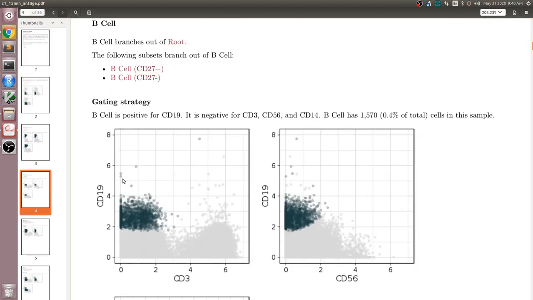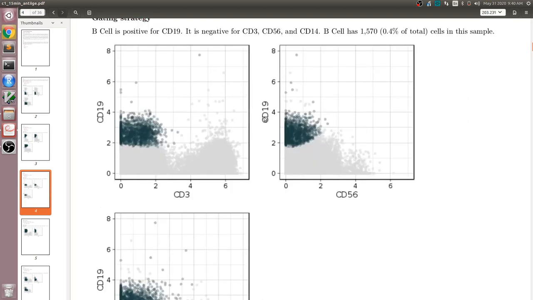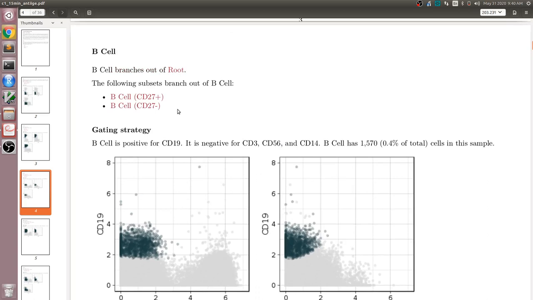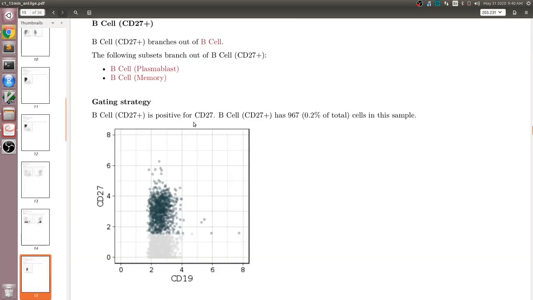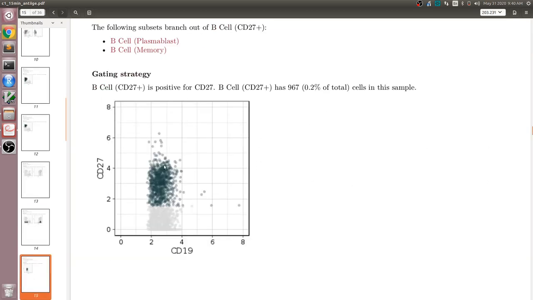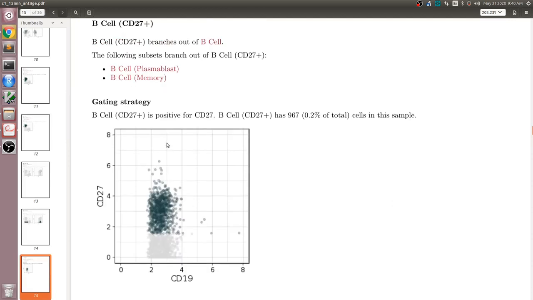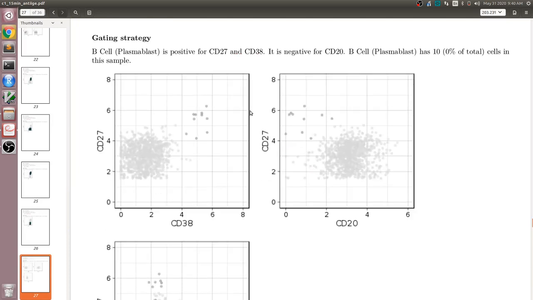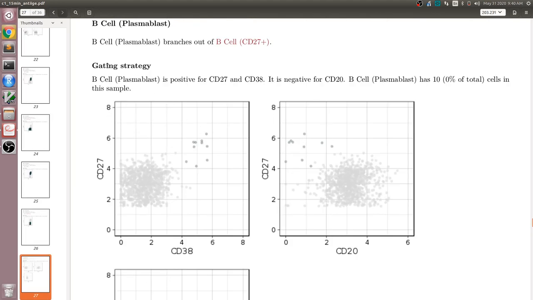So for example, if we click on B cells, Astrolabe will inform us that B cells are positive for CD19, negative for these markers, and you can examine the biaxial plots for this population. We can dig deeper, so let's say we want to look at CD27 positive B cells. This is the CD27 positive versus negative. And finally, if we want to look at plasmablasts, we can click on them here, and Astrolabe will inform us that it found 10 cells that fall under the plasmablast definition in this file.